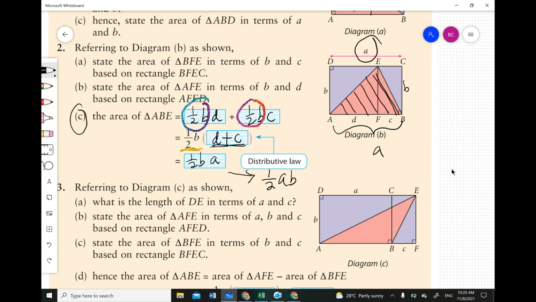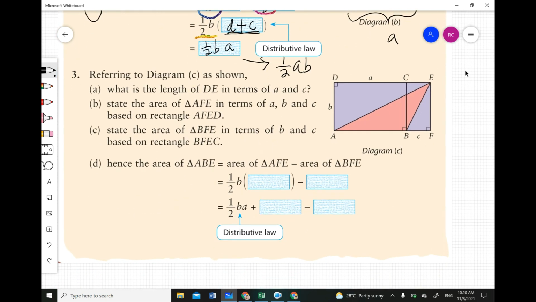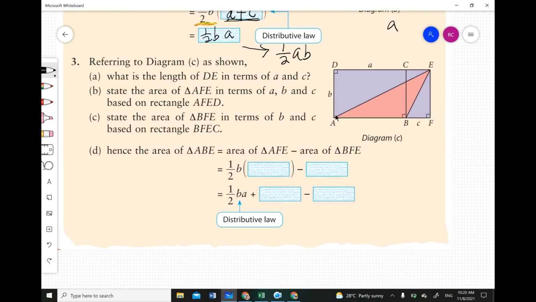Now we look at the third type of triangle. This is the third type of triangle inside a rectangle. One more time, you are given the length of the rectangle here is A, this is C, this is the width, this is B, the height. Now, no need to look at all of this. We just look at D here.